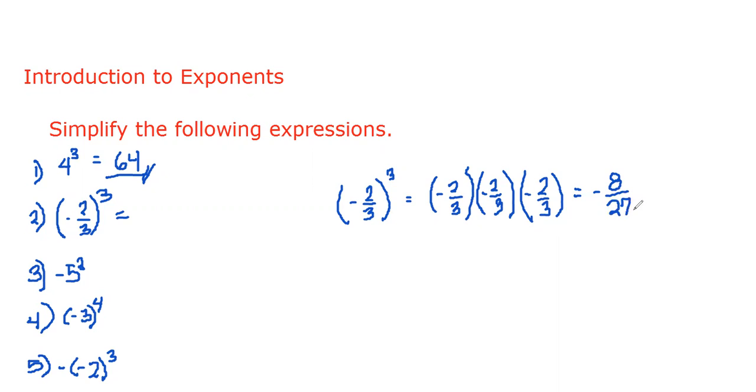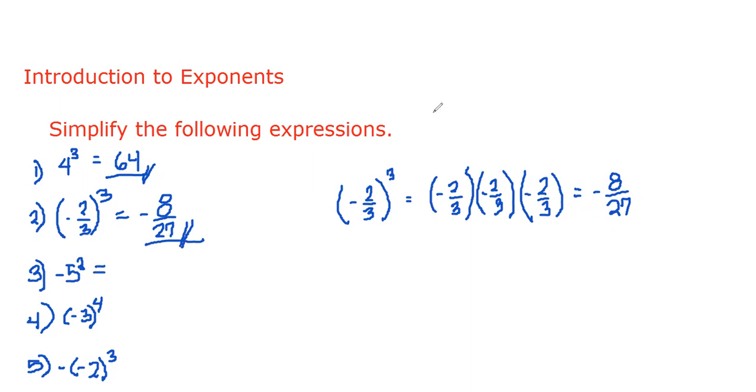So, it has any lowest term ba? Negative 8 over 27. So, may lowest term ba sila? Wala. Walang lowest term si 8 over 27. So, our answer will be negative 8 over 27. Okay? So, we have number 2.